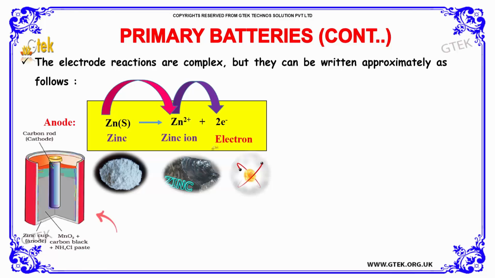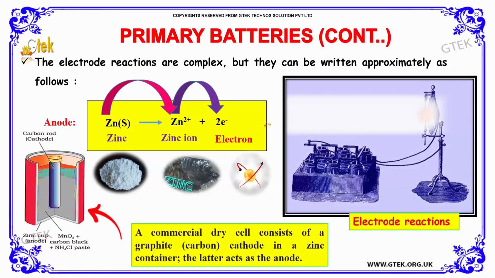The electrode reactions are complex, but they can be written approximately as follows. Zinc gives zinc ion plus electrons. So you can see here how the commercial dry battery consists of a graphite, that is carbon, rod in a zinc container, and the latter acts as the anode.